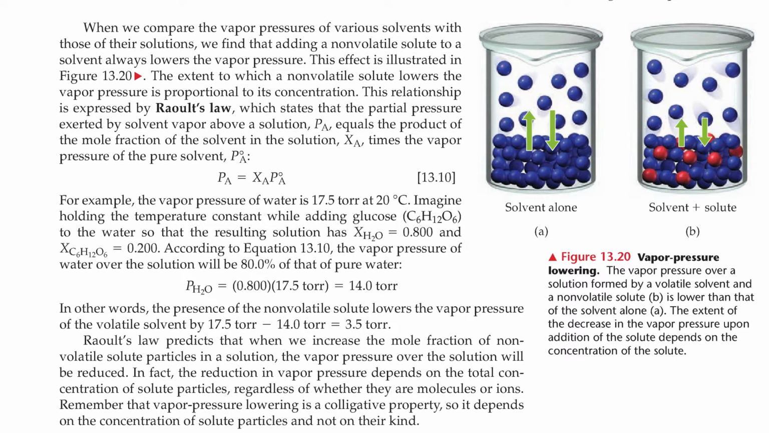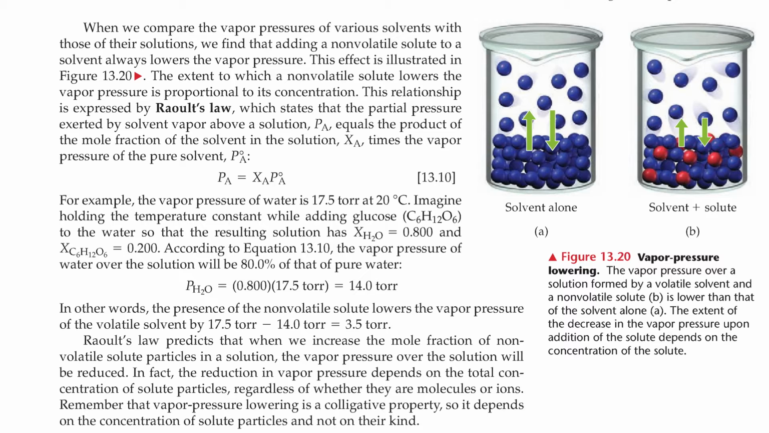For example, the vapor pressure of water is 17.5 torr at 20 Celsius. Imagine holding the temperature constant while adding glucose to the water so that the resulting solution has a mole fraction of water of 0.8 and a glucose mole fraction of 0.2. According to equation 13.10, the vapor pressure of water over the solution will be 80% of that of pure water. In other words, the presence of the non-volatile solute lowers the vapor pressure of the volatile solvent by 17.5 torr minus 14 torr equals 3.5 torr.